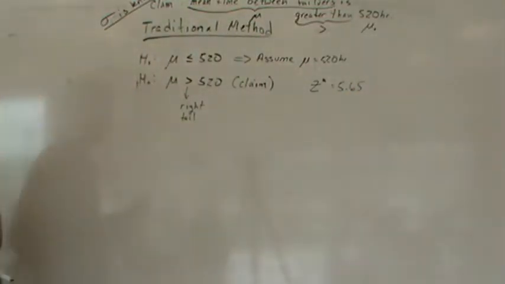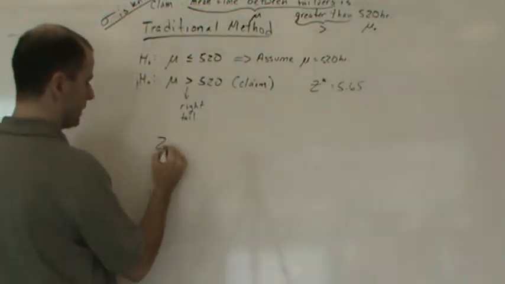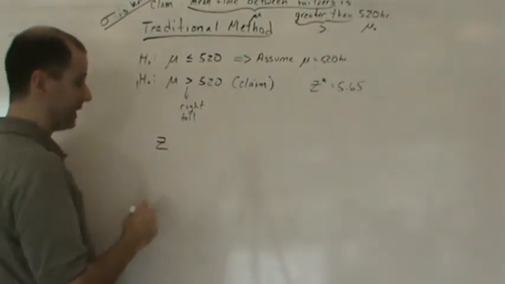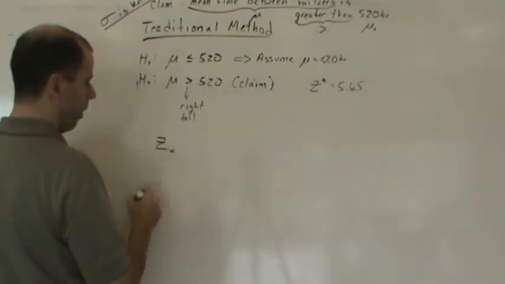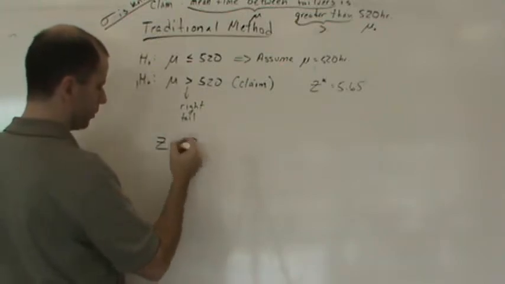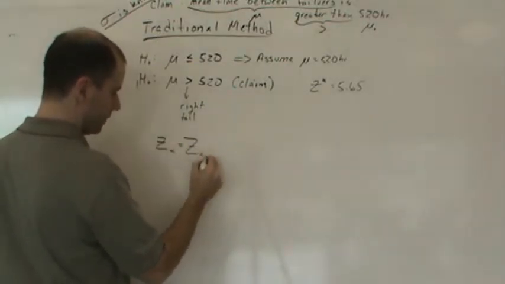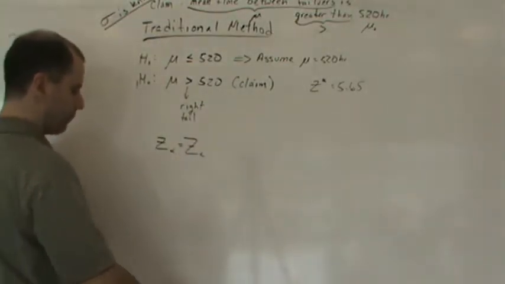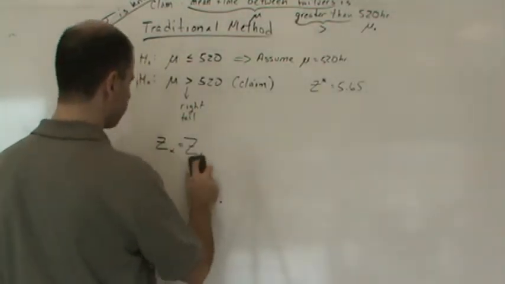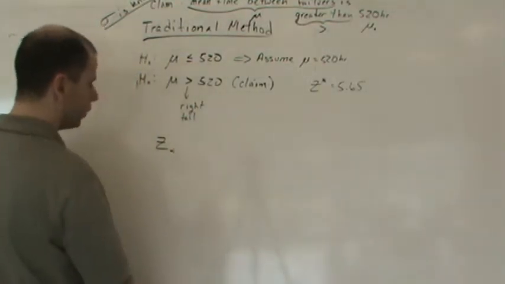Now the other piece that we need is our z critical value, our z alpha, or some textbooks or some people will call it z sub c. Okay? Now, how do we get our critical value?